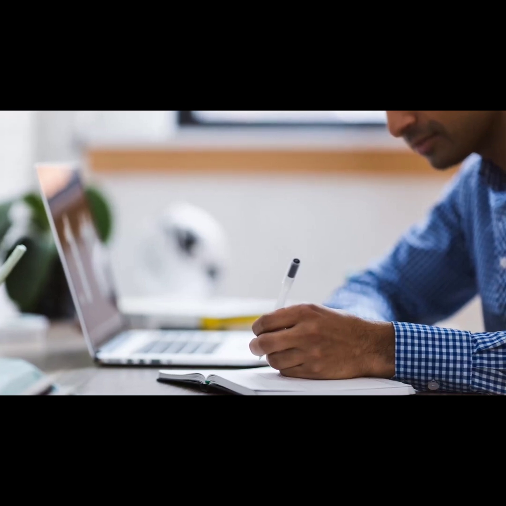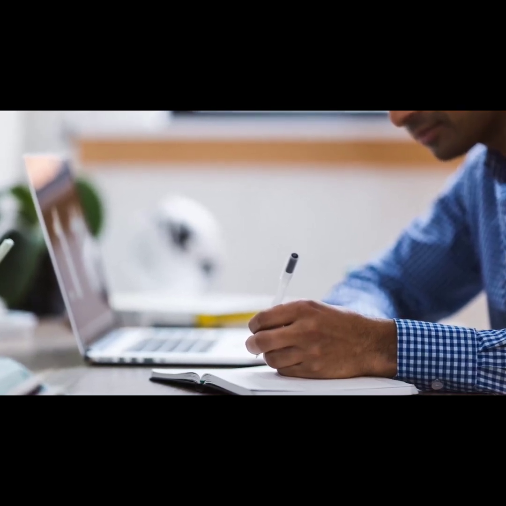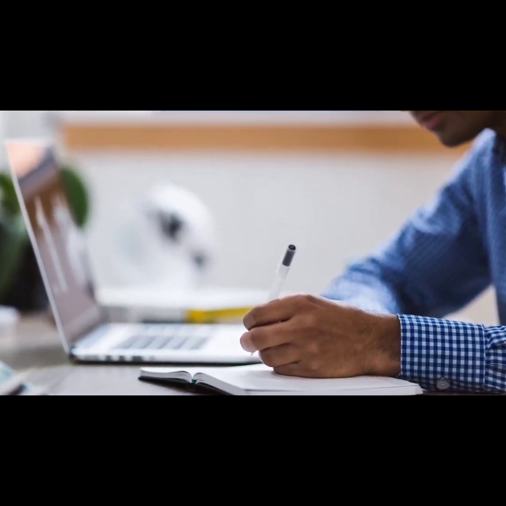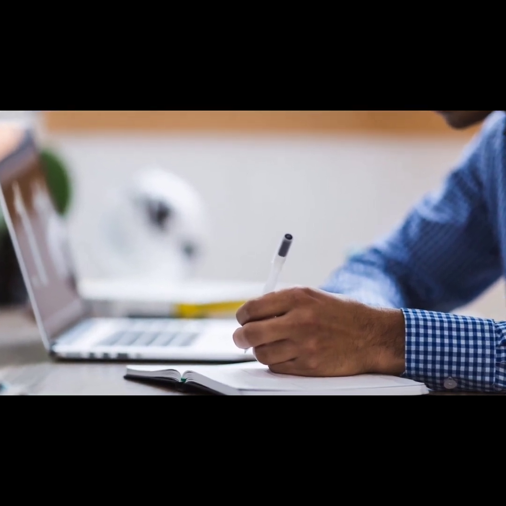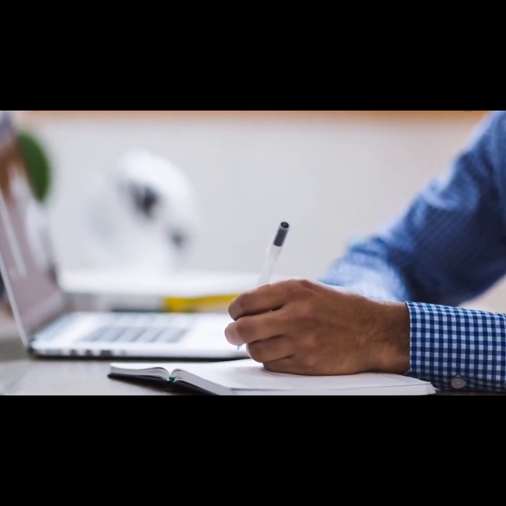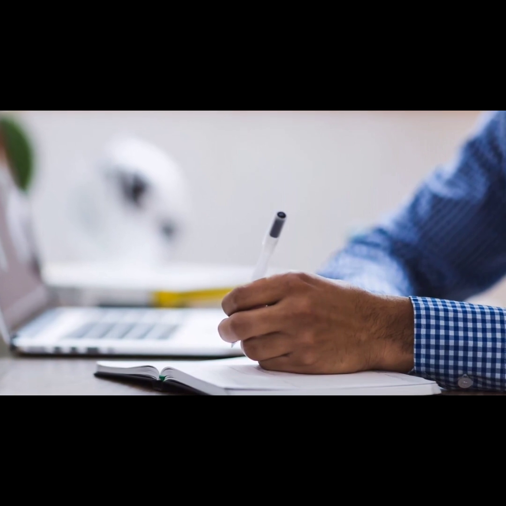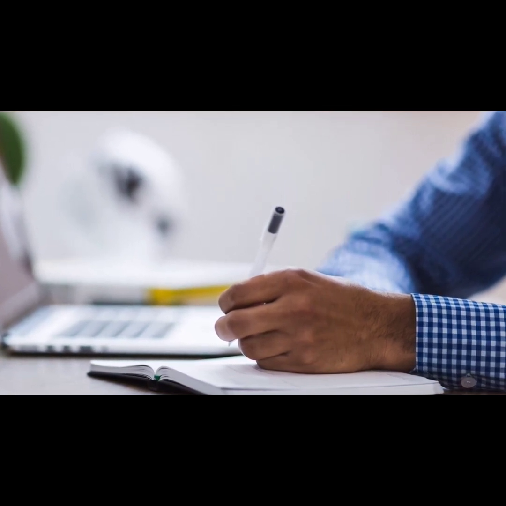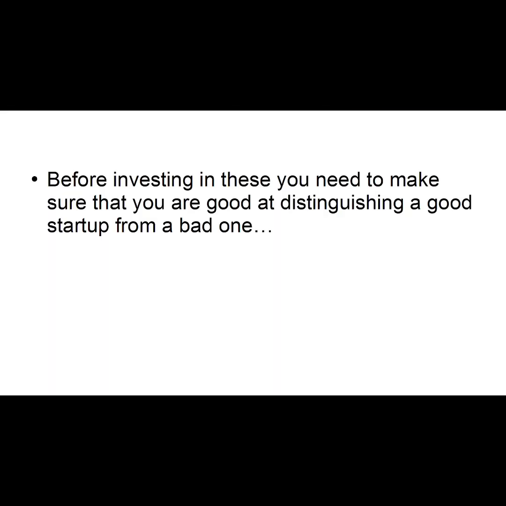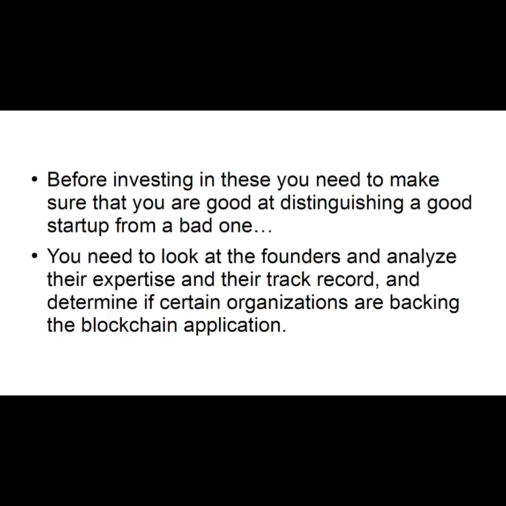Don't be lazy. If you are dead set on buying into ICOs, you need to do a lot of research and get the dirty work done. In the first half of 2018 alone, more than 600 ICOs went to market, creating a lot of white papers to analyze. Before investing in these, you need to make sure that you are good at distinguishing a good startup from a bad one. You need to look at the founders and analyze their expertise and their track record, and determine if certain organizations are backing the blockchain application.